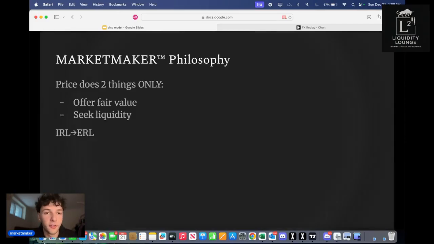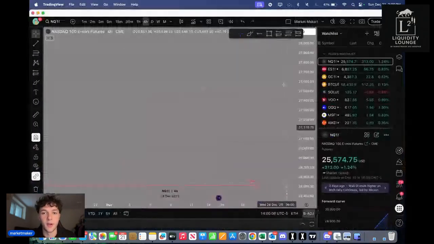All right, so the first thing is to understand that price does two things only, which is offer fair value and seek liquidity. So price moves from IRL to ERL or from ERL to IRL. Let me show you guys what I mean by that right now.